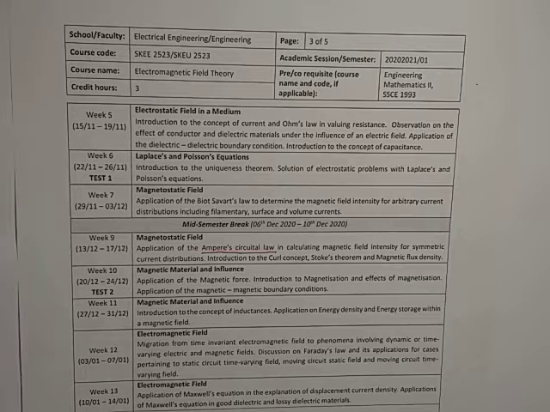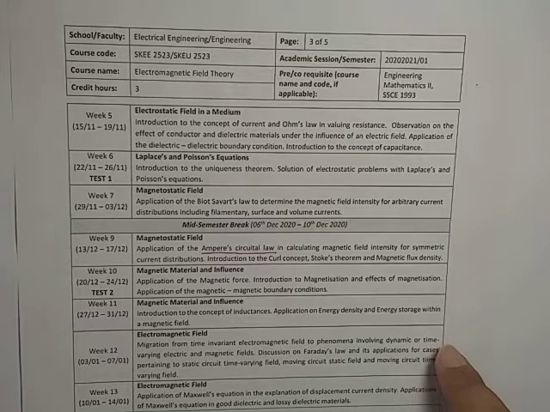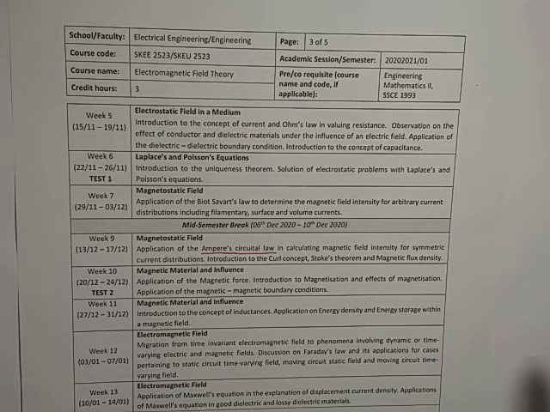Okay, in today's lecture, we're going to start something new. As we were informed in the first week of this semester, this subject has been divided into three types of fields. The first type that we have discussed is known as electrostatic field, the second type is known as magnetostatic, and now we are going to go to the third type, which is known as electromagnetic field.